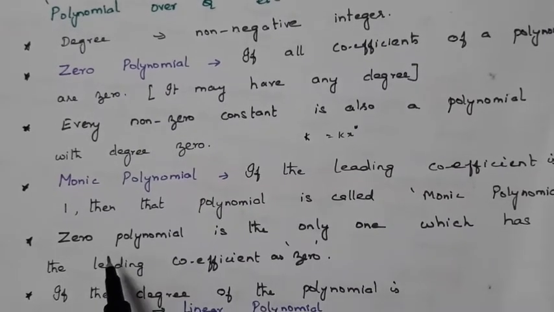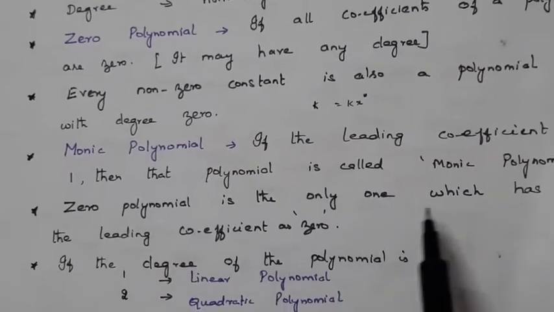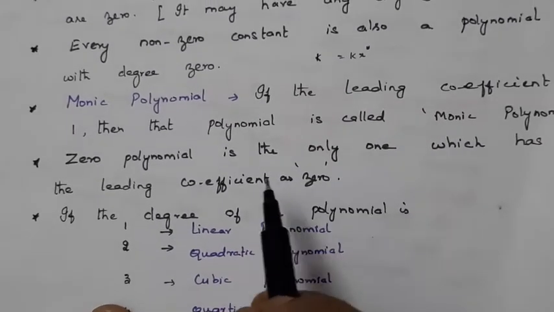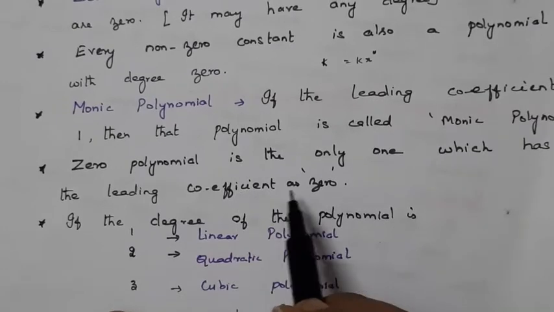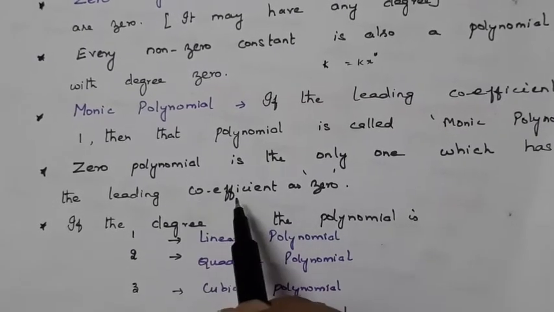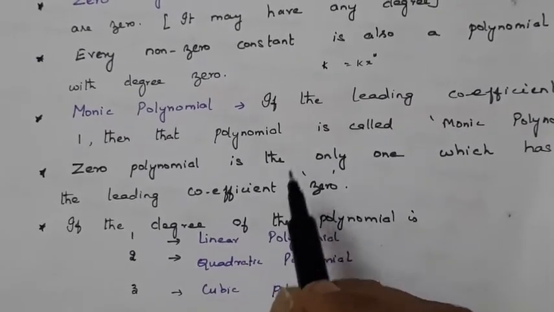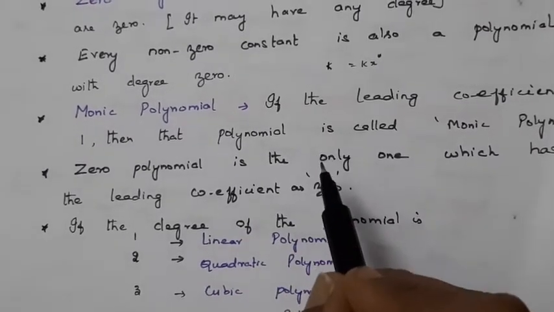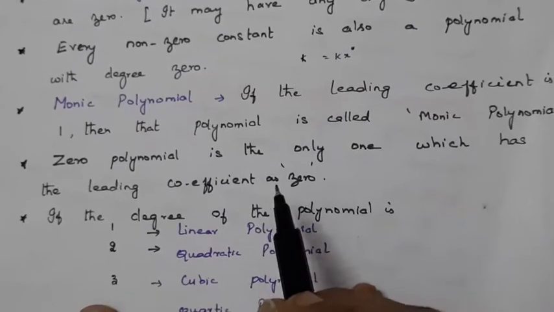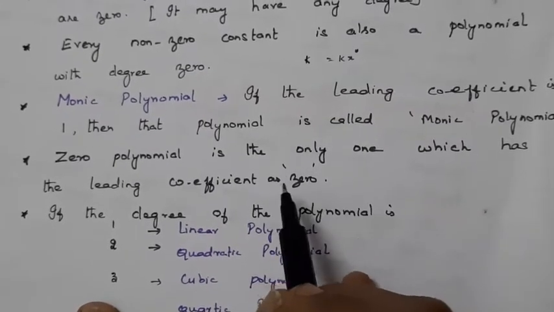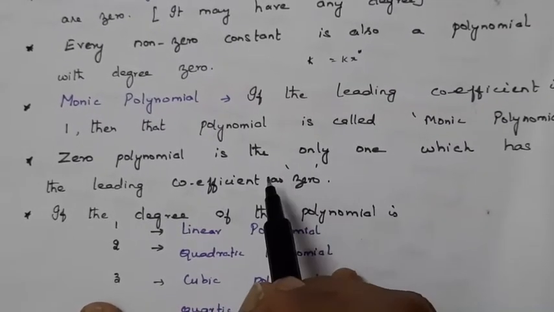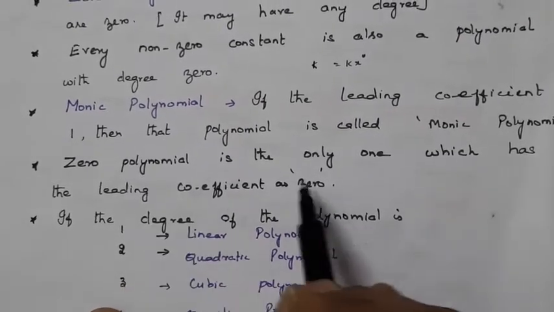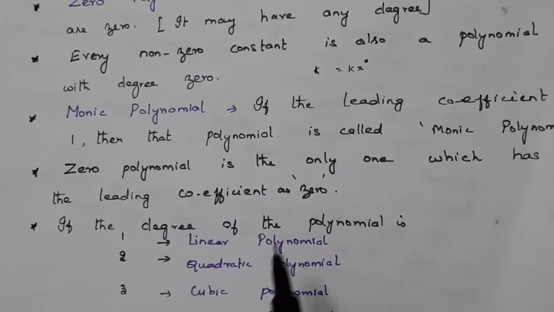Then the zero polynomial is the only polynomial which has the leading coefficient as 0. For no other polynomial will the leading coefficient be 0, because according to the leading coefficient only we defined the term, and then we can say that the polynomial is of degree n or n minus 1, etc. If the leading coefficient is 0, then we cannot define the polynomial as degree n or n minus 1. Therefore the zero polynomial is the only one which has the leading coefficient as 0.